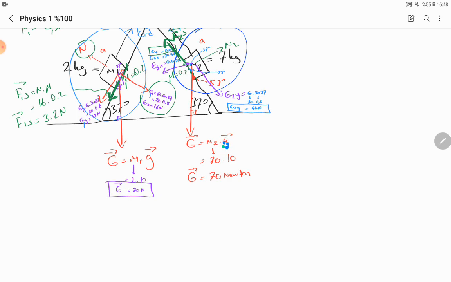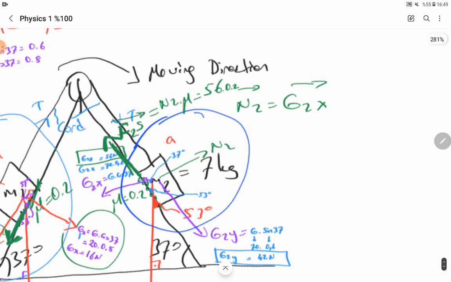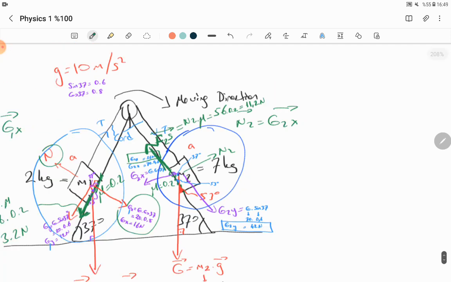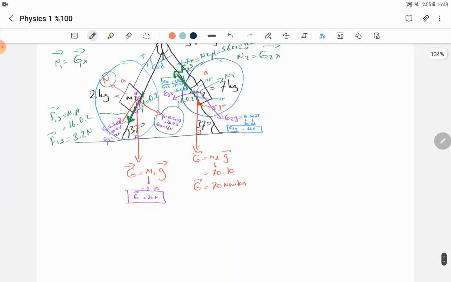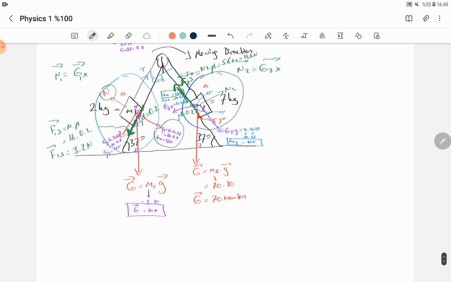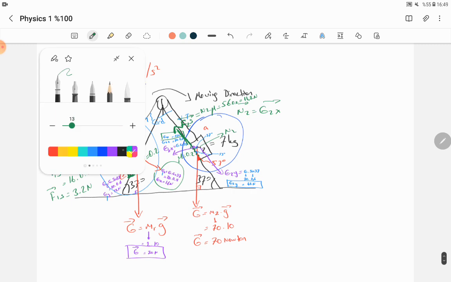And what is the value of the second object frictional force? It is equal to 11.2 newtons. Let's look into the first object net force for M1.